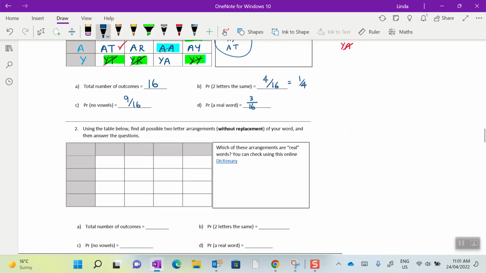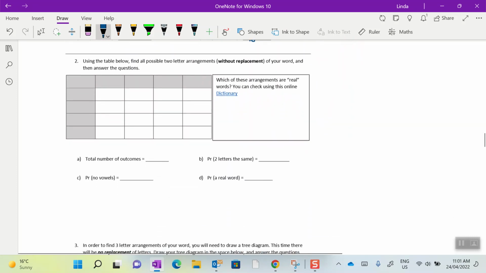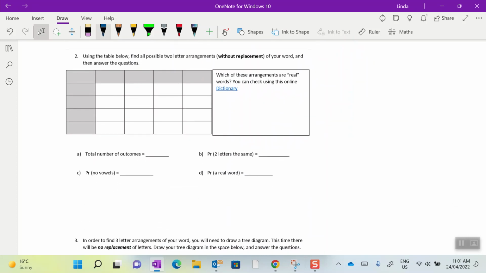Now we've been asked to do the same thing with our 4-letter word, but this time we're not allowed to replace the letters. So I'm going to write my word again. T-R-A-Y. But once I've chosen T for my first letter, I can't get it again for the second letter. So in fact, I can't get these double letters.